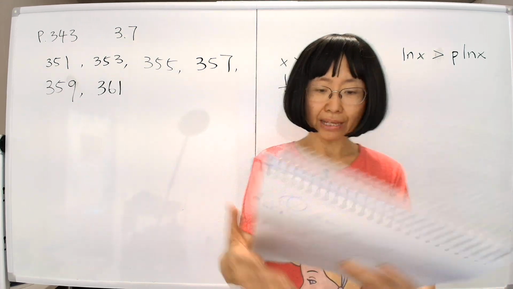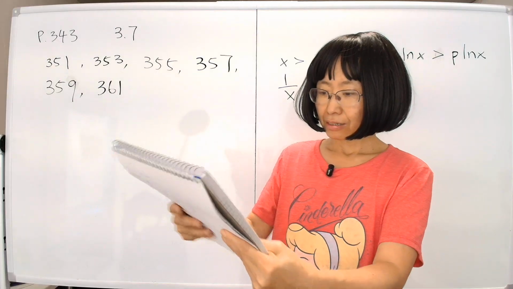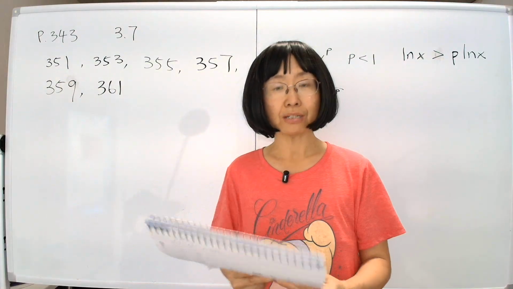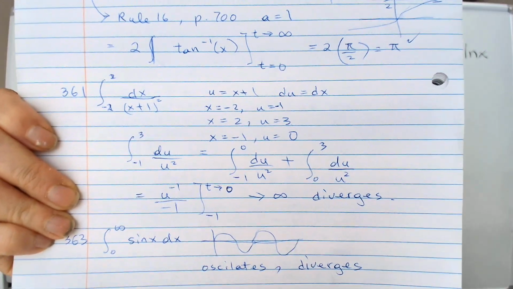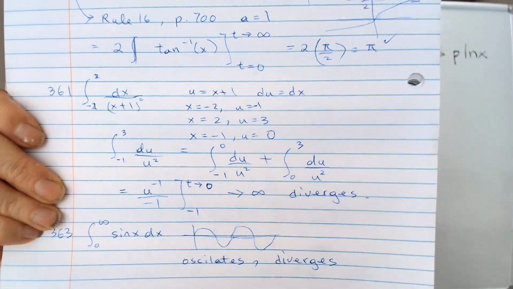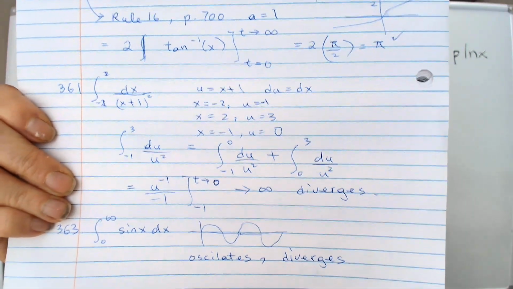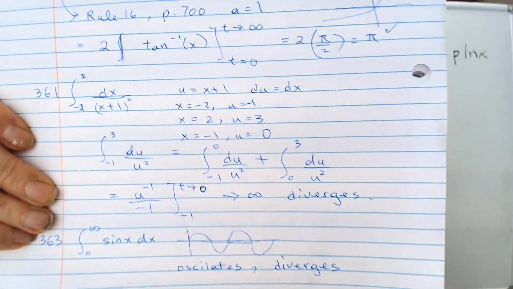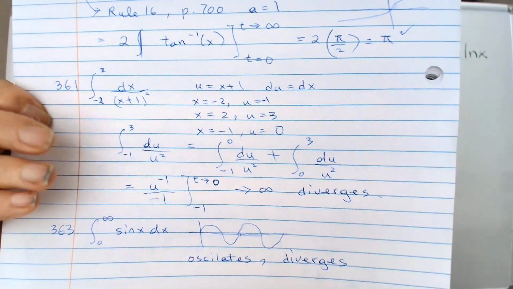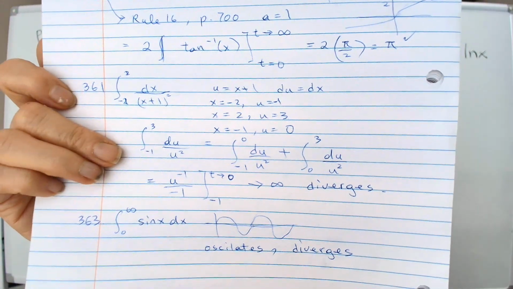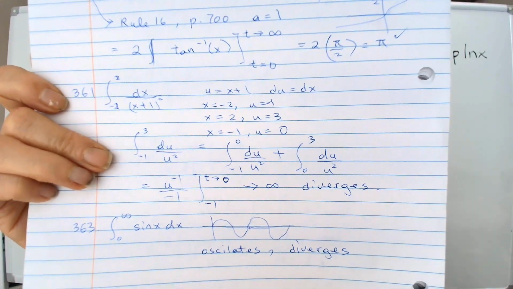To do that, first, do a quick u substitution to make things easier. We will let u equal x plus 1, and then we'll arrange all the endpoints. When x is -2, then u has to be -1, and so on. So the integral turns into this one, integrating from -1 to 3.